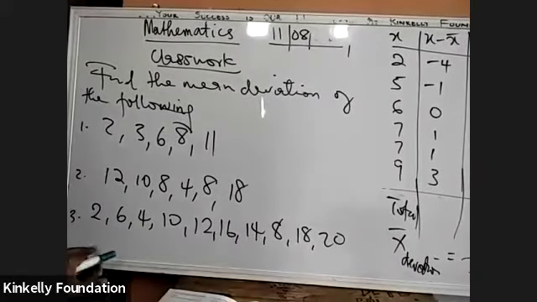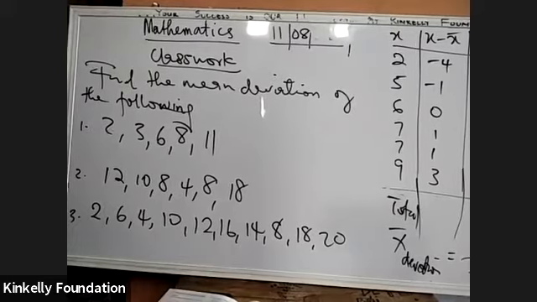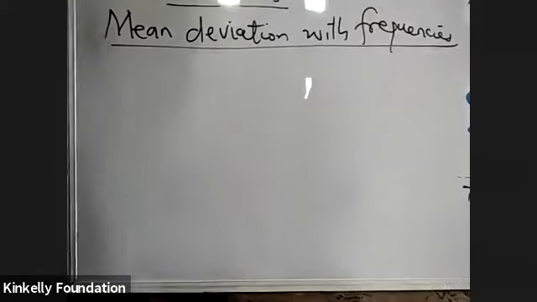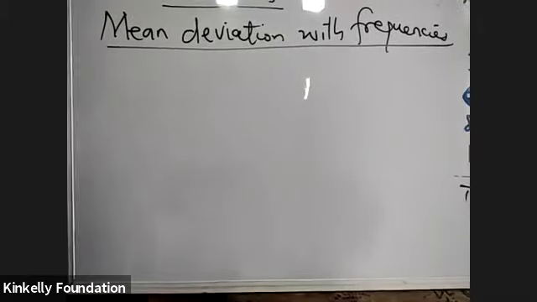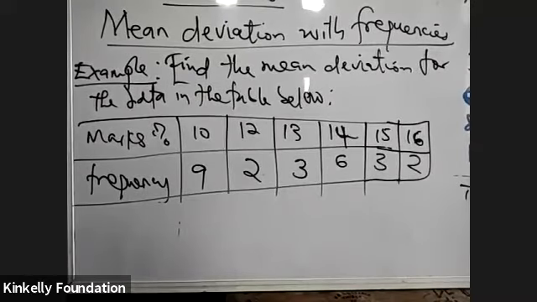Now, the third question has been added. Also work on it. Remember that what you are solving for is the mean deviation for ungrouped data. This is not grouped data. You can find mean deviations for grouped data also, but at this time we are working on mean deviation for ungrouped data. Find the mean deviation of the data in the table below. Okay, no problem. We will do it.